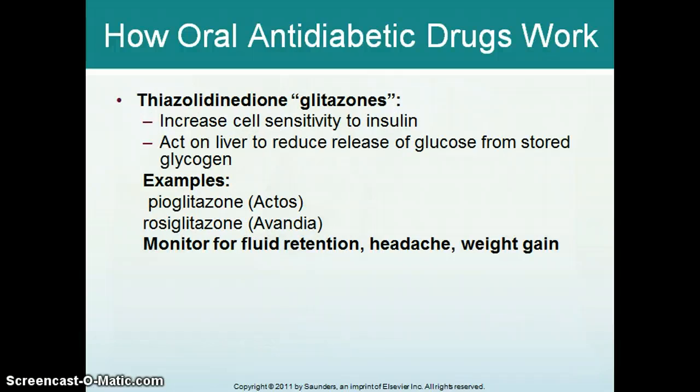Thiazolidinediones increase cell sensitivity to insulin. They act on the liver to reduce release of glucose from stored glycogen. Examples here include pioglitazone, rosiglitazone. Monitor for fluid retention, headache, and weight loss with these medications.